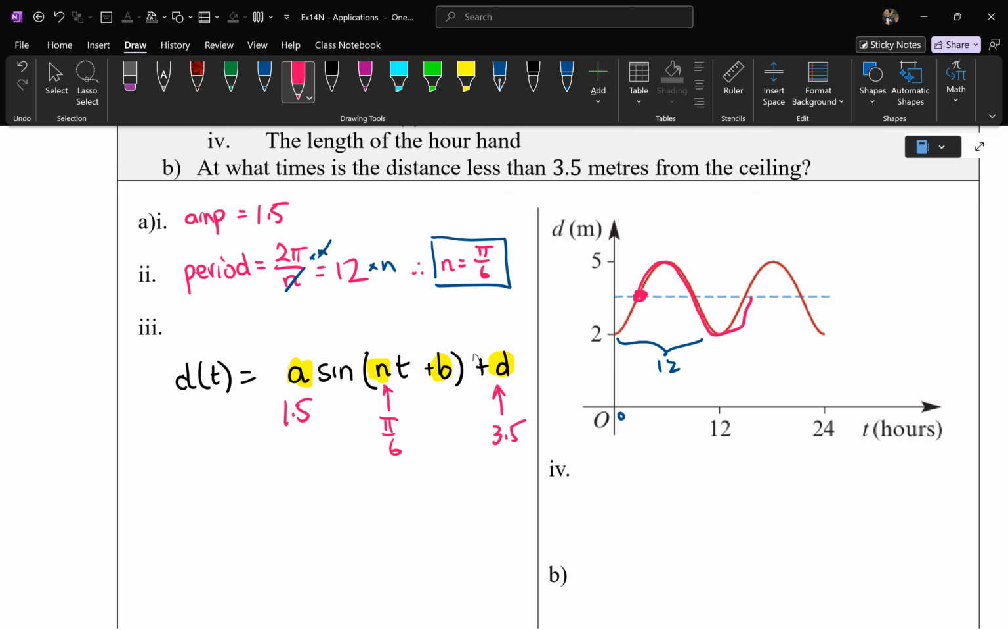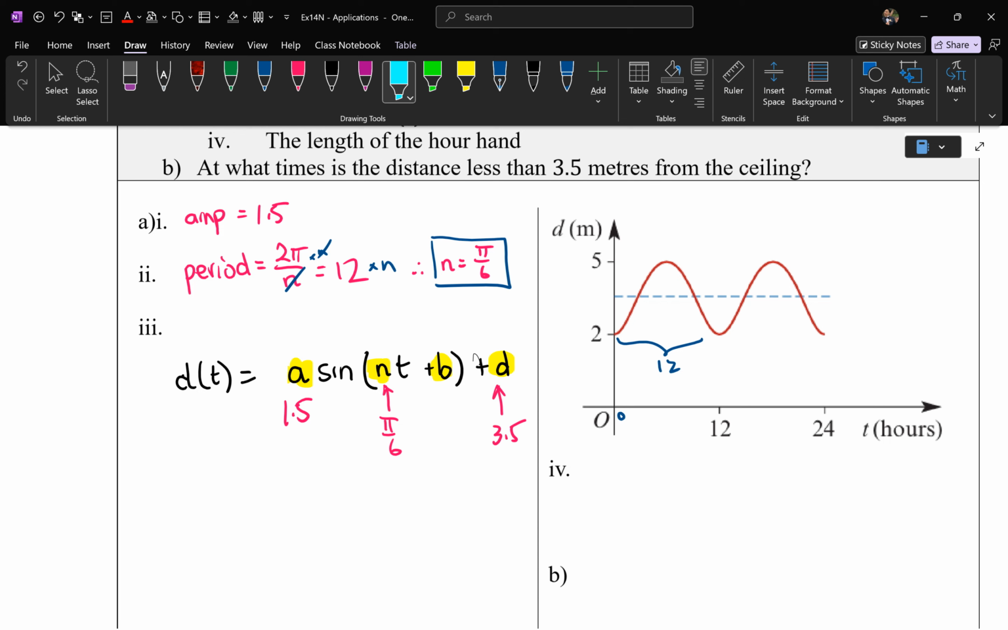You got most of the letters. You got a, n, and d. You're just missing one letter. What can you do now? Anyone have a clue? Look at the graph. What else can you do? What other information have they given you? Anyone see anything? No clue?